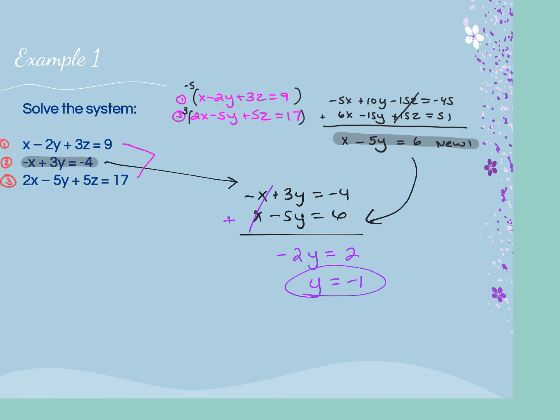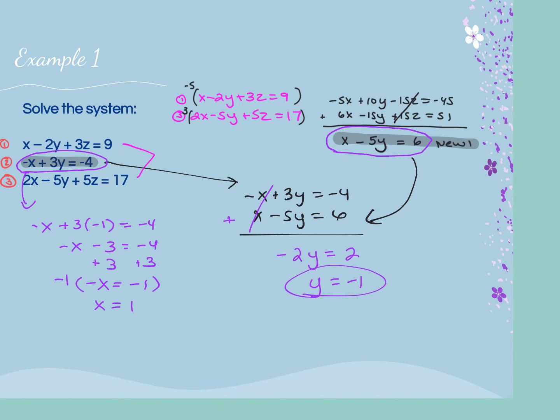Now I need to take that one and plug it into one of the equations that only has 2 variables. So I can either plug it in here or I can plug it in here. Doesn't matter which one. So let's say I plug it in here, I'd get negative x plus 3 times negative 1 equals negative 4. Negative x minus 3 equals negative 4. Add the 3. Negative x equals negative 1. Divide by negative 1, and I get x equals positive 1.